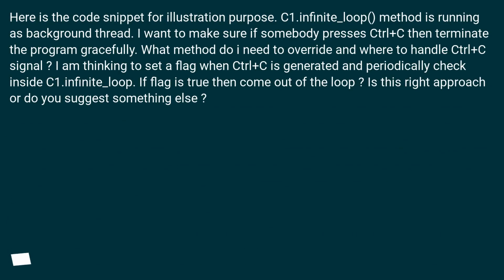I want to make sure if somebody presses Ctrl+C then terminate the program gracefully. What method do I need to override and where to handle Ctrl+C signal? I am thinking to set a flag when Ctrl+C is generated and periodically check inside C1.infinite_loop. If flag is true then come out of the loop. Is this right approach or do you suggest something else?